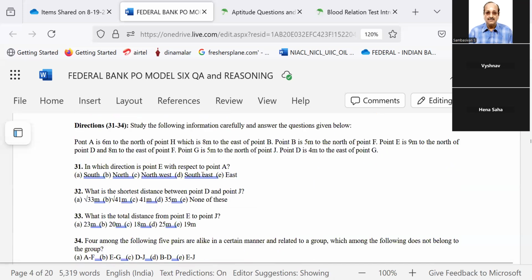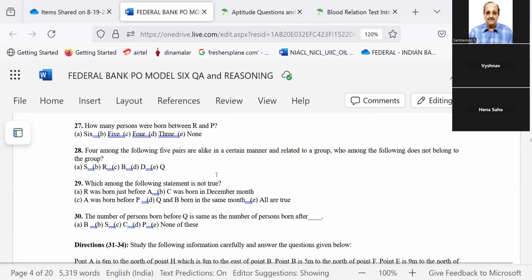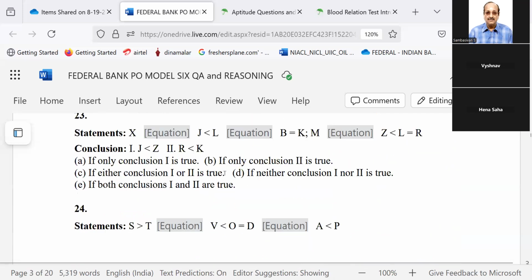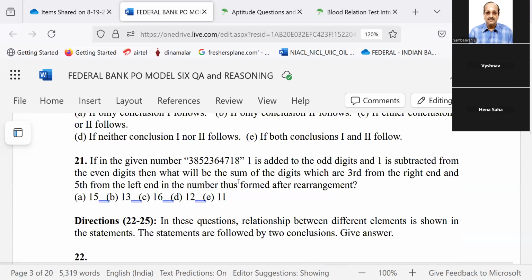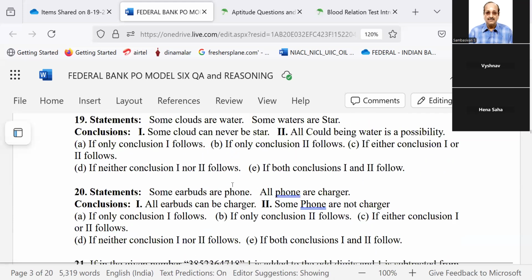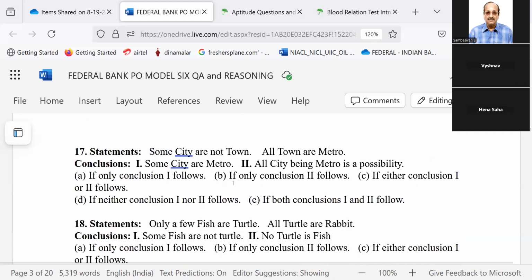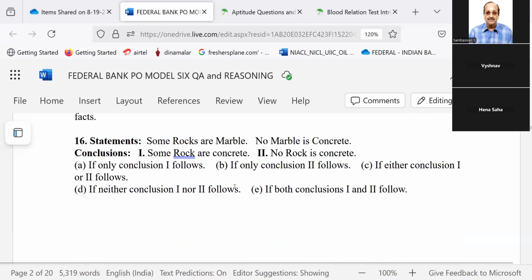And one more problem I think we can do today. I know the time available, or that we are giving, is very less, but can't help it. This is the type of questions you can attempt. This is syllogisms. Please attempt 16. Some rocks are marble. No marble is concrete.